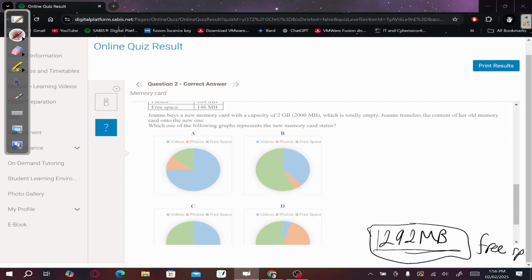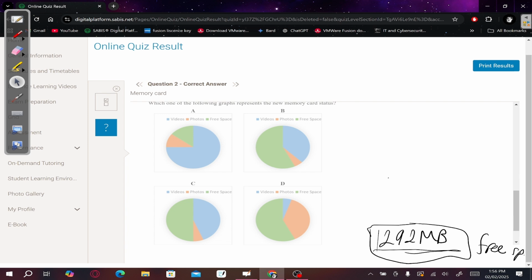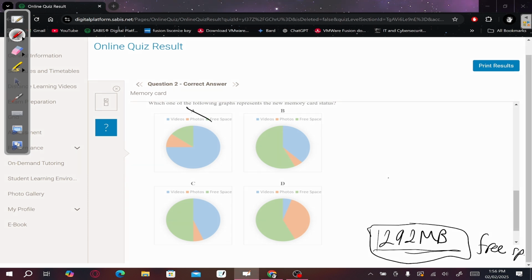And obviously 1292 is greater than half of 2000, which is 1000. So in fact, it should be majority free space, the majority of the pie chart, which is why immediately I can cross out mostly everything actually. I can cross out A, I can cross out C, I can't cross out D because D we don't know yet. We're gonna have to check.